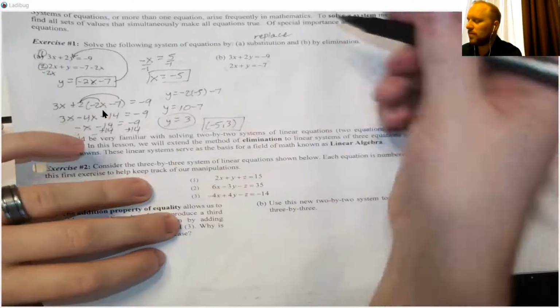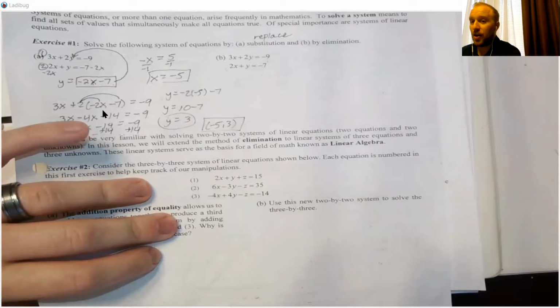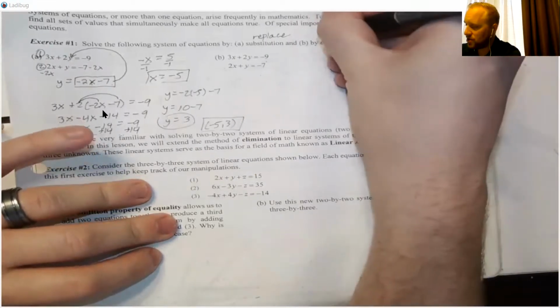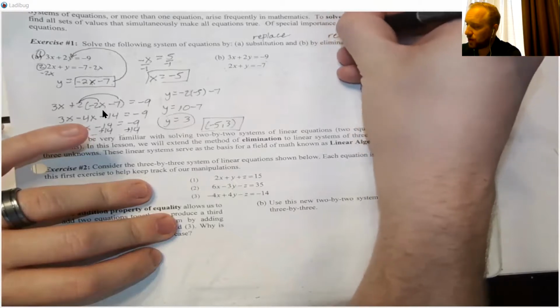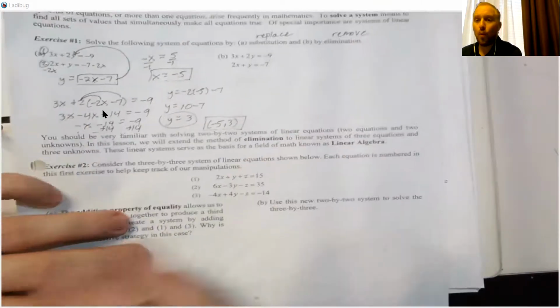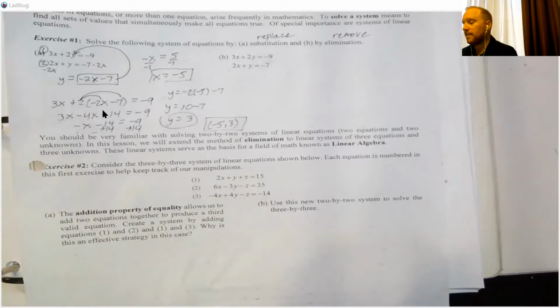And when you see the word elimination, you're going to think to remove, right? So elimination is to remove or get rid of, okay? So we're going to get rid of a variable right off the bat. So we're going to eliminate it. Now, to eliminate something, you have to do the opposite of it.